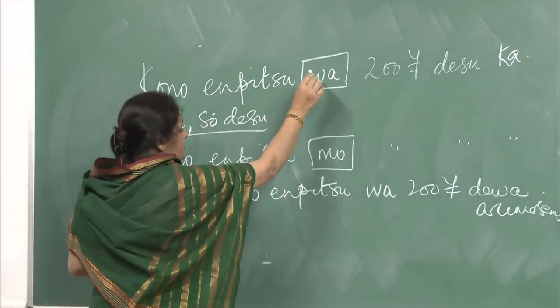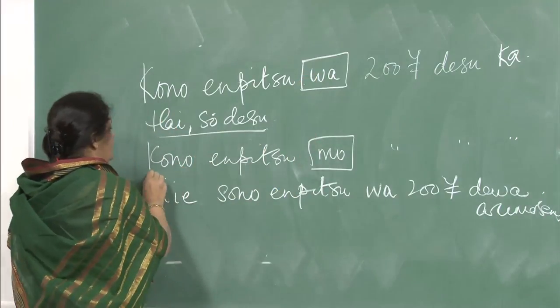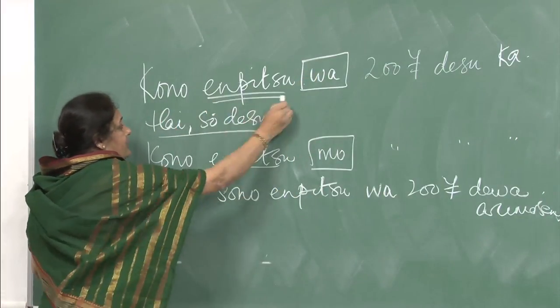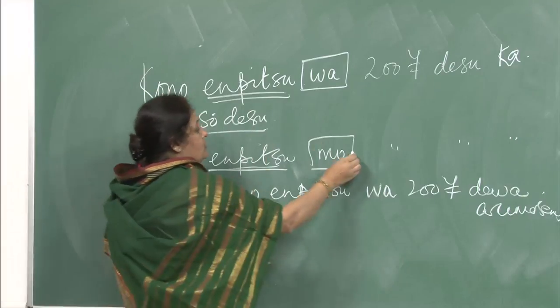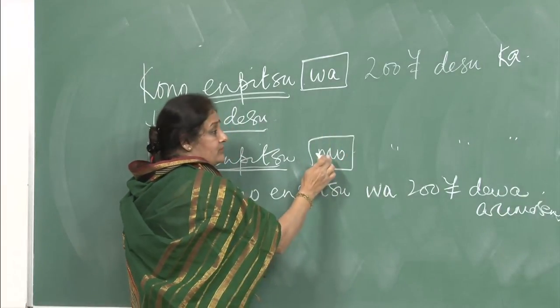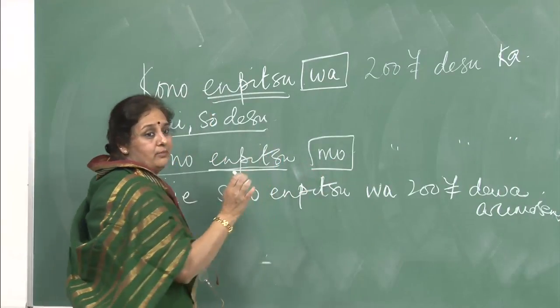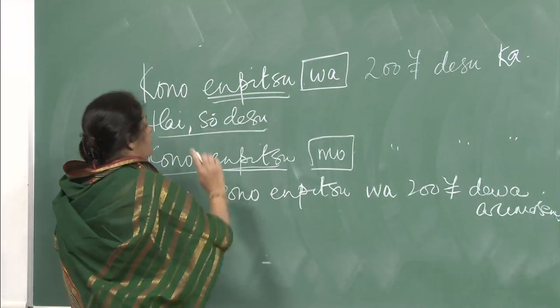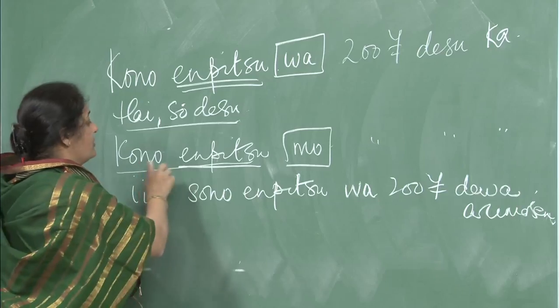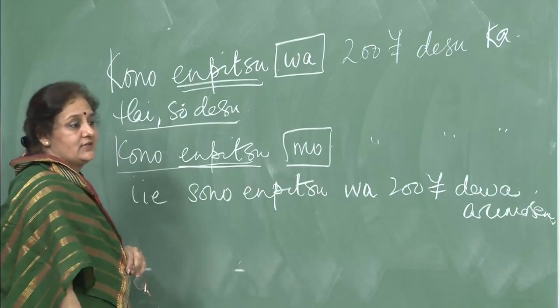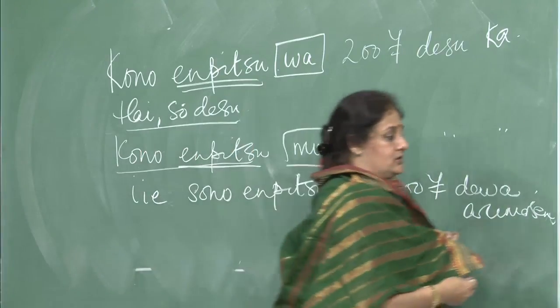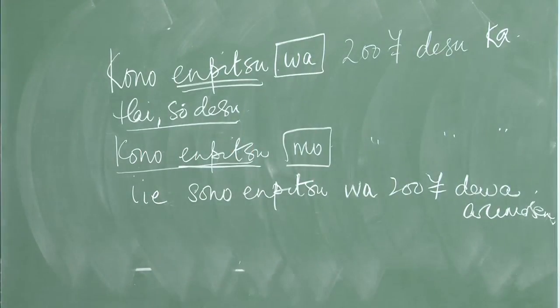Now you can do this, you can replace wa with mo if you are talking about the same thing, about enpitsu. But you cannot do vice versa, you cannot replace mo with wa. Please remember that. Kono enpitsu wa 200 yen desu ka? Kono enpitsu mo 200 yen desu ka? Is this also 200 yen? And then again, iie, sono enpitsu wa. Now that enpitsu becomes the subject and sono enpitsu wa 200 yen de wa arimasen.